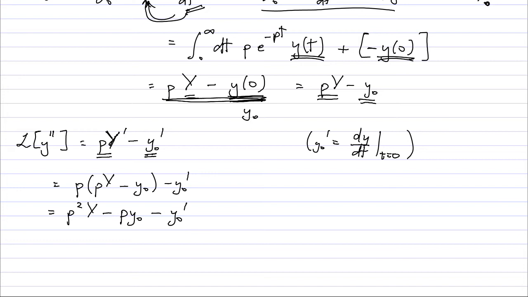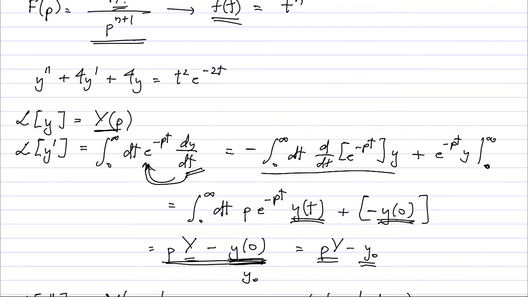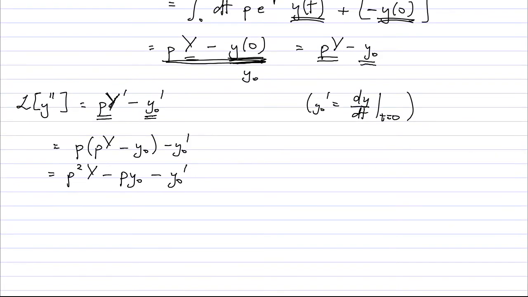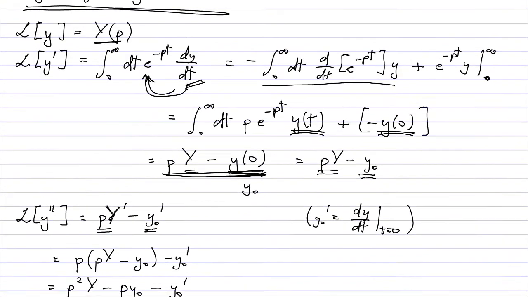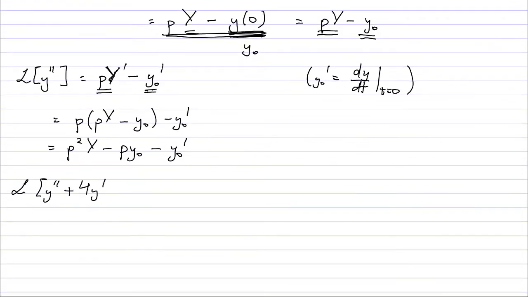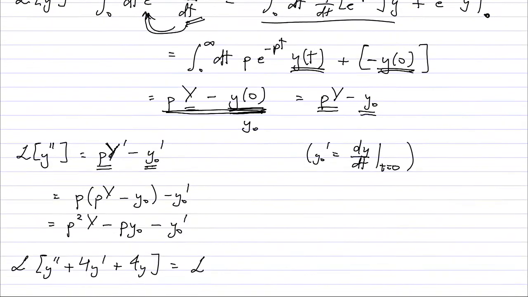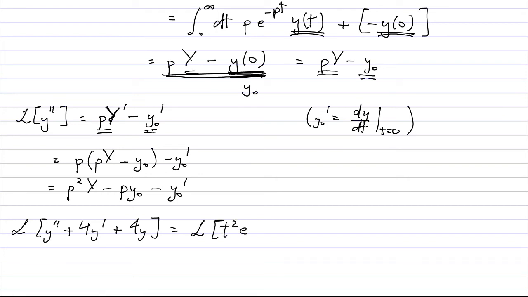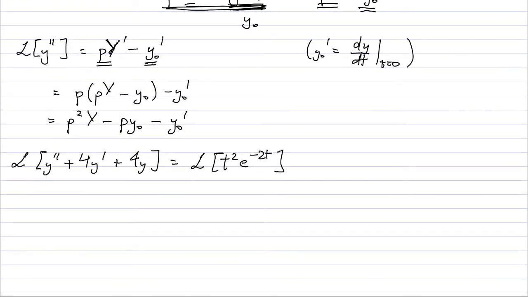Now I can finally go back to the differential equation that I want to solve. I take the Laplace transform of both sides. I get y double prime plus 4y prime plus 4y equal to the Laplace transform of t squared e raised to power minus 2t. Because the Laplace transform is linear, the left hand side becomes the Laplace transform of y double prime plus 4 times the Laplace transform of y prime plus 4 times the Laplace transform of y.